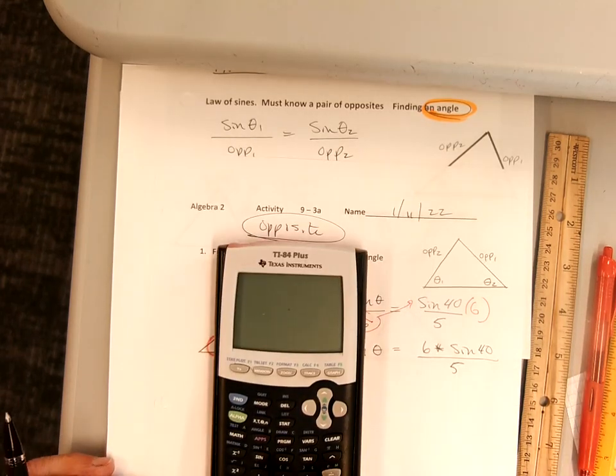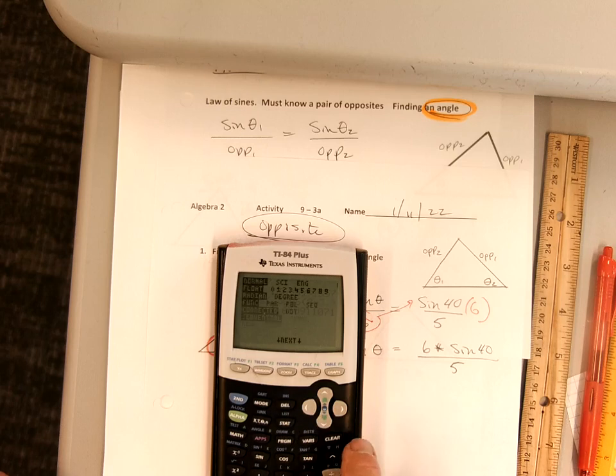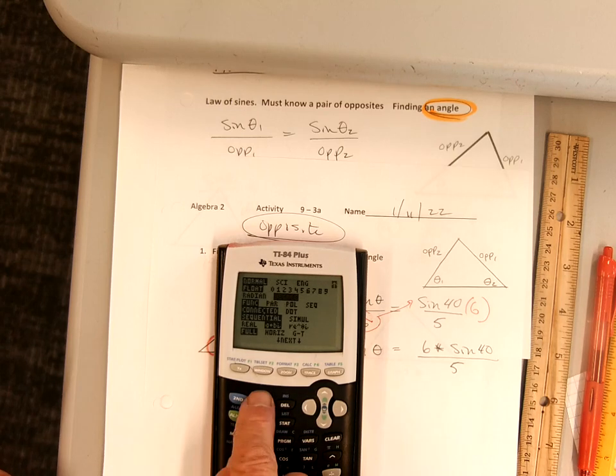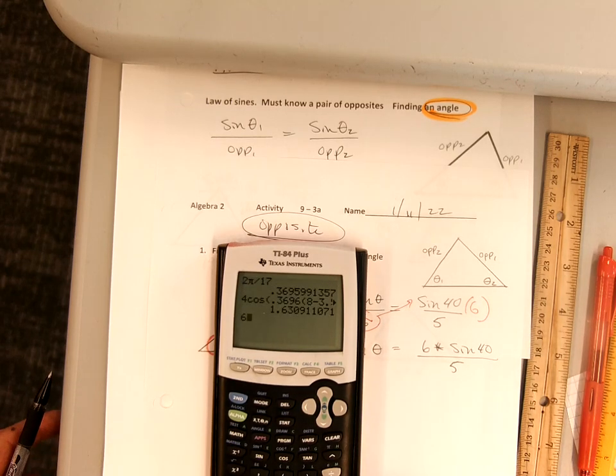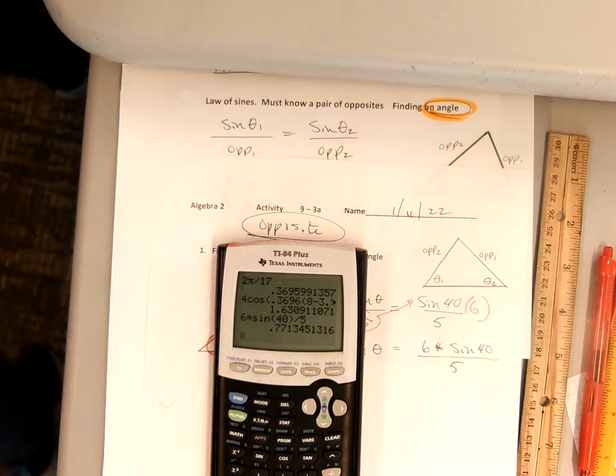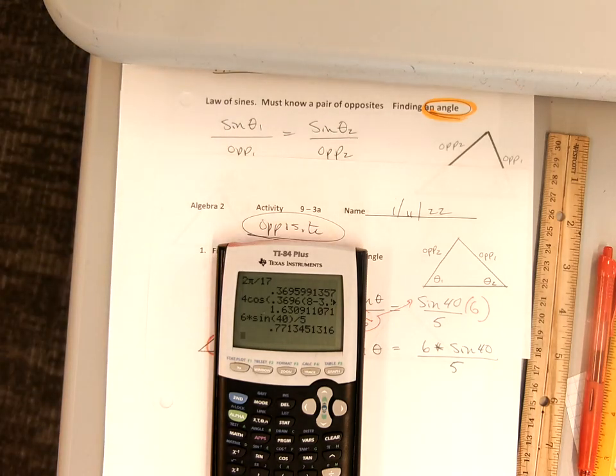So then, I'm just going to type this in. Watch. Mode, degree mode. I'm just going to go 6 times sine of 40 divided by 5, okay? Now, that can't be an angle. But we're trying to find an angle, so what button do I push? So I want to do sine inverse of this decimal, right? So I'm going to go sine inverse of 0.7713, okay?